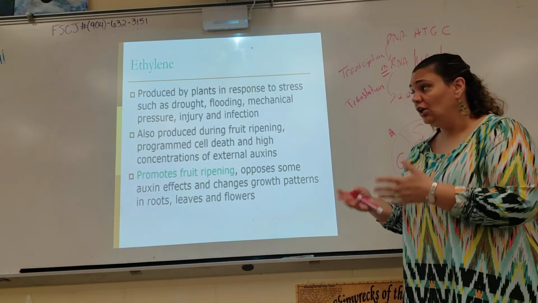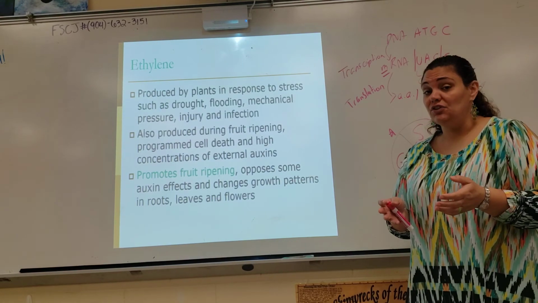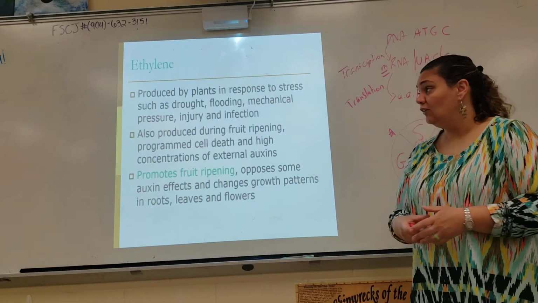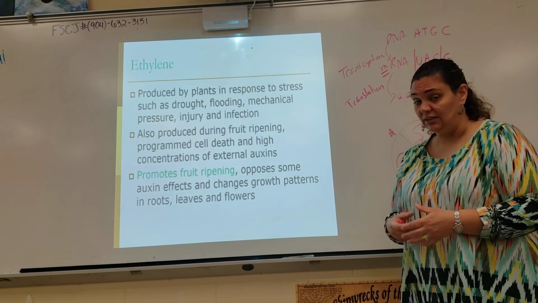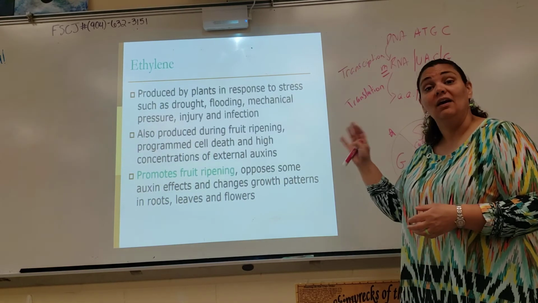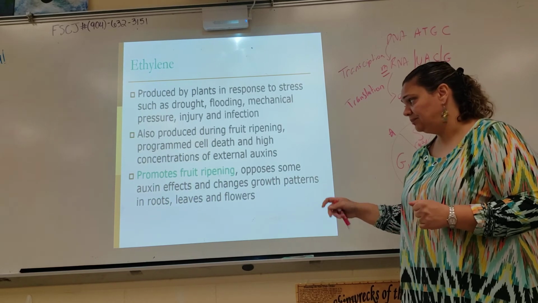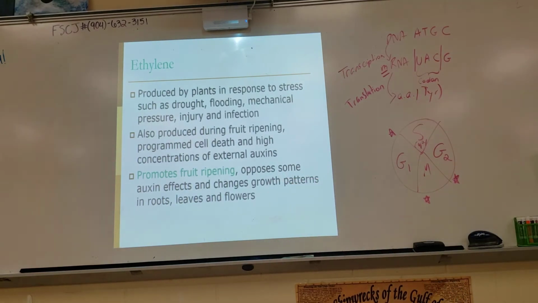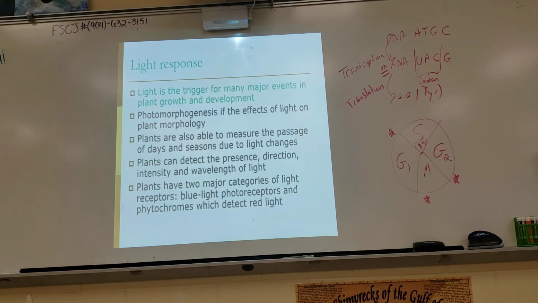Now, on a good note, if you have fruits that you've bought that are not quite ripe yet, if you put them next to bananas, oh my gosh, in a day or even two at the most, they'll be completely ripe, okay? Because of the amount of ethylene found in bananas. It's really kind of interesting. So it's very important for fruit ripening. Light response. Light is the trigger for many major events in plant growth and development. Well, that's not a surprise at all, considering how important it is for photosynthesis.